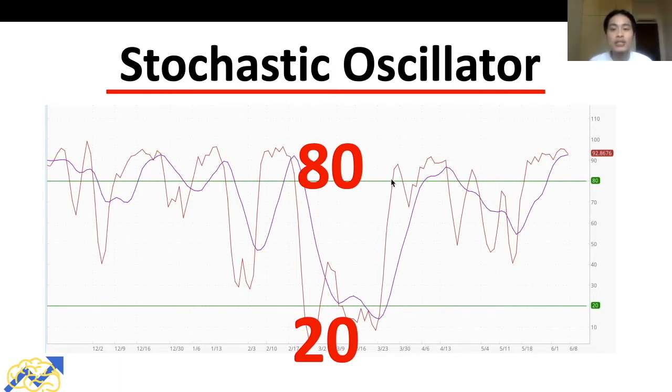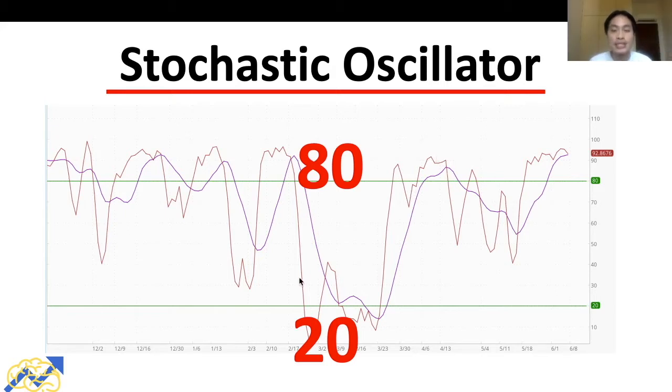When the stochastic oscillator is above the 80 line or below the 20 line, we say that those are extreme conditions. And the stochastic oscillator typically does not remain in extreme conditions for an extended period of time. So what this means is that when the stochastic oscillator is above the 80 line, it tends not to remain above the 80 line for long. When it moves above the 80 line, it tends to fall back down.